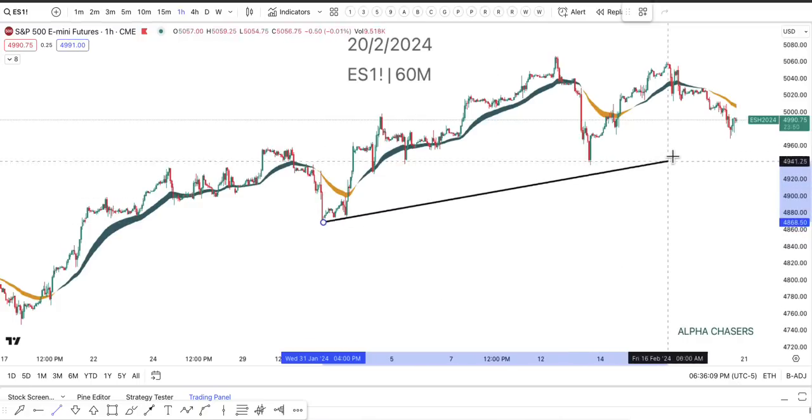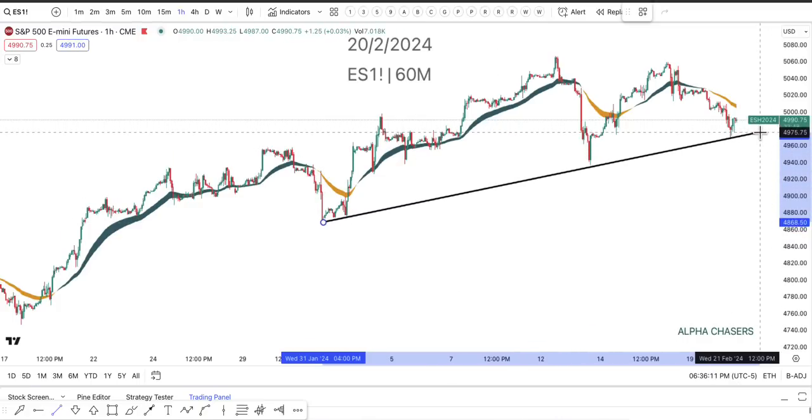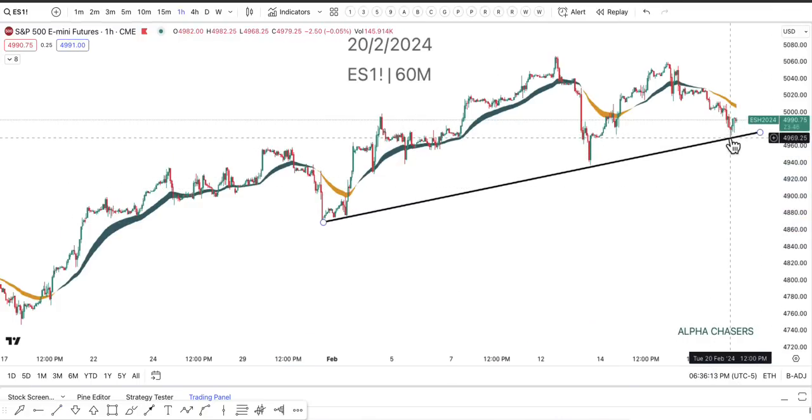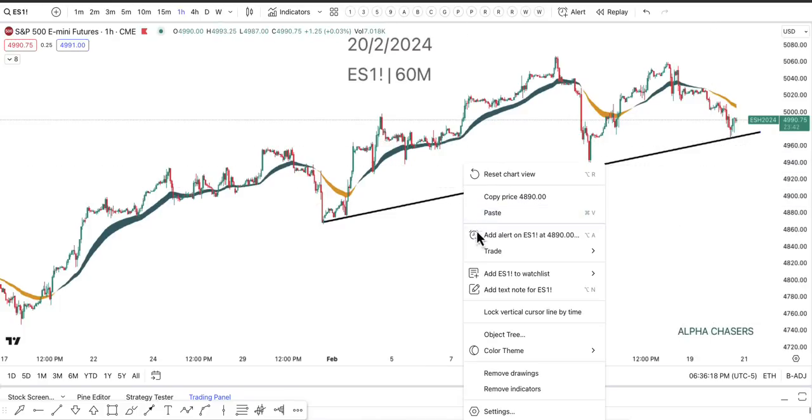Now, if we just take the hourly and we just draw that hourly on those levels, this is going to tell you very clearly what you need to watch, 49.70. So you're going to want to watch 49.70 tomorrow.